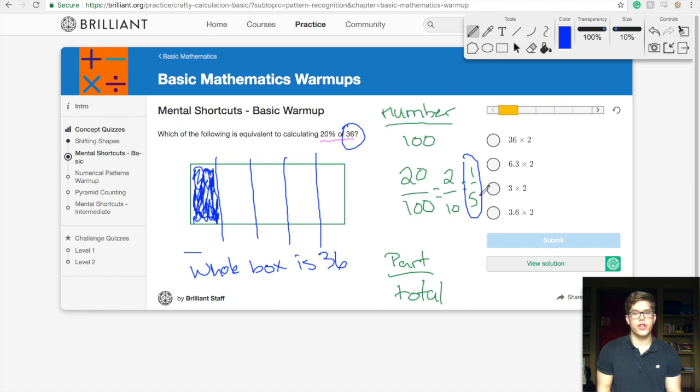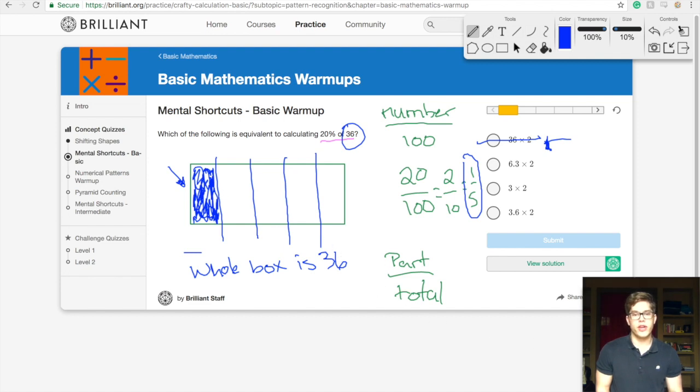I'm looking at this first answer choice right now, and I know it has to be wrong. This can't be the answer. And why can't 36 times 2 be the answer? Well, it's because 20% is just part of our total 36, so our answer is definitely smaller than 36. Our answer is actually 1/5 of 36.